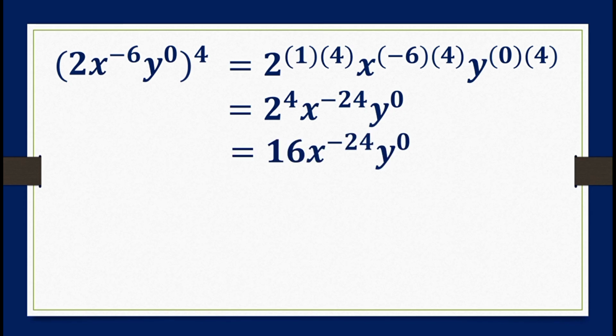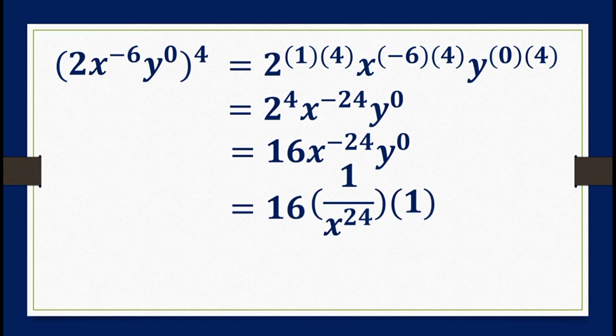So 2 to the 4th can be written as 16. In this case, x raised to negative 24 can be written in terms of an expression with positive exponent, and that is 1 over x to the 24th power, while y raised to 0 is equal to 1. Then, to write this in simplified form, that is 16 over x to the 24th power.